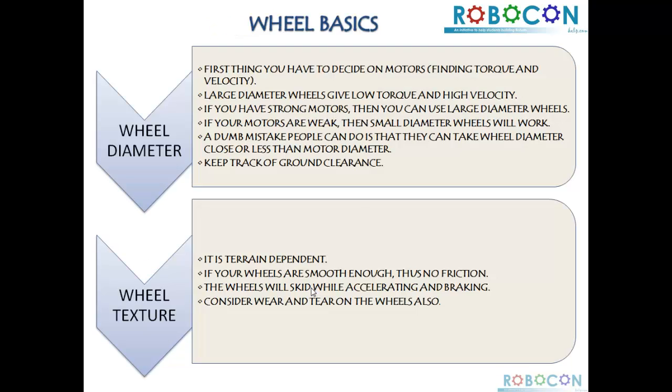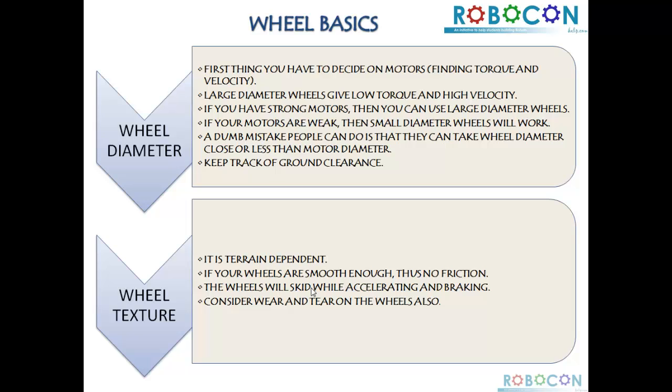Let's talk about wheel basics. We'll talk about wheel diameter first. The first thing you have to decide on for motors is finding the torque and velocity. Large diameter wheels give low torque and high velocity. If you have strong motors, then you can use large diameter wheels. If your motors are weak, then small diameter wheels will work.